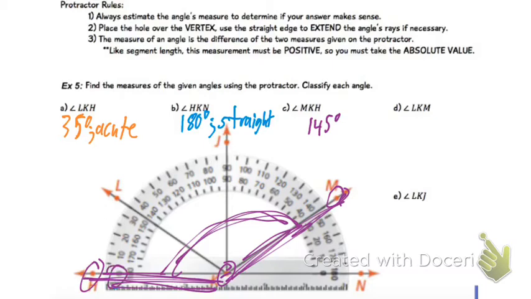So we use the outside ones because that's where it's starting at 0. Would you start counting your measurement at 0 or at 180? Zero. You're going to start measuring at 0 and go up rather than 180 and go down. That's not how you measure. So we're going to use the outside numbers, and we're going to get all the way up to 145. Questions on that one? So that would make this what kind of angle? Obtuse.